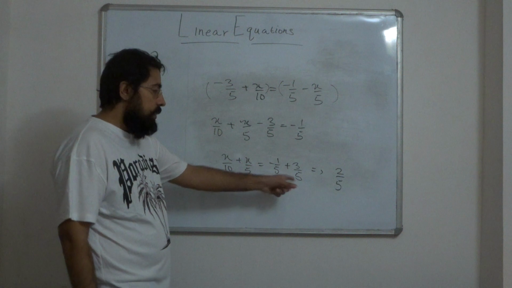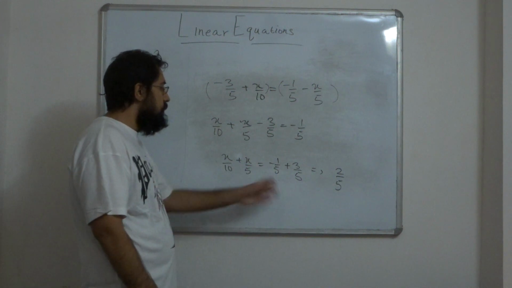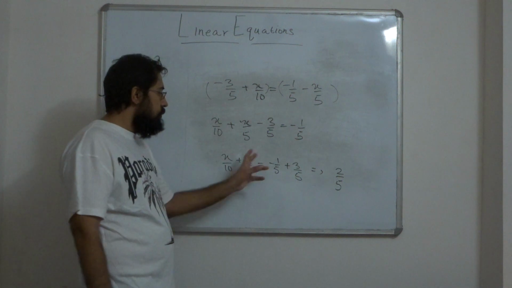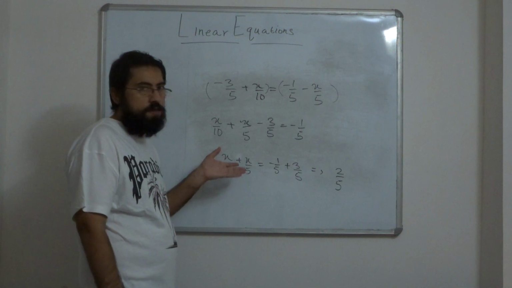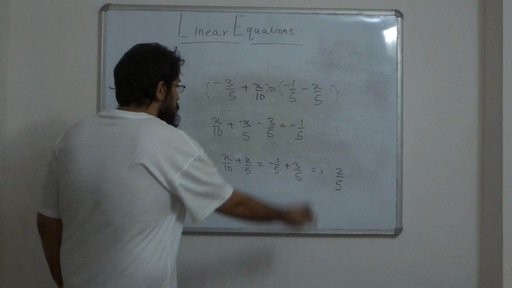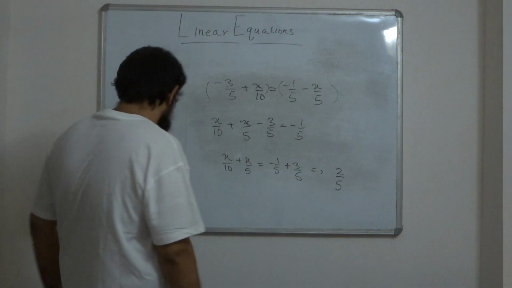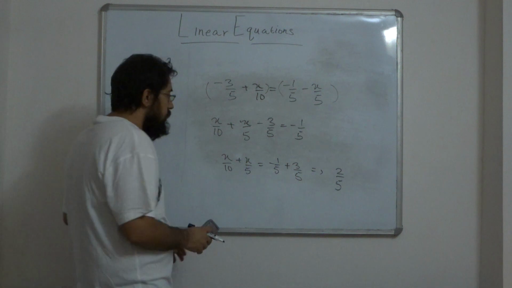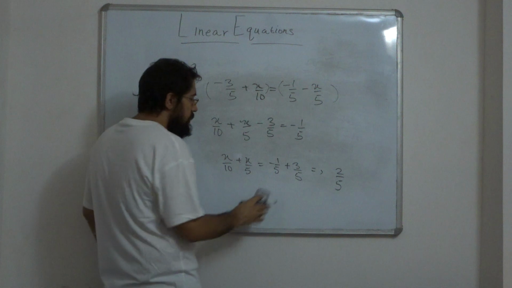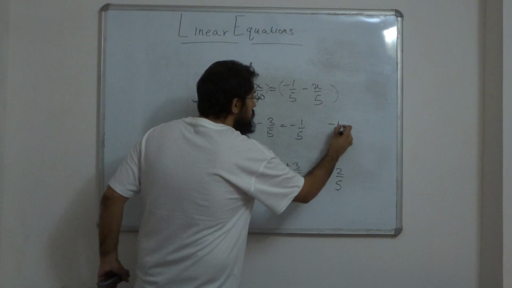Why? Because you have the same denominator. So when you have the same denominator, the number stays the same. And so negative 1 plus 3 gives you positive 2 because you have more positives than negatives. So that's why you have 2 upon 5. So here, the answer to this is 2 upon 5.